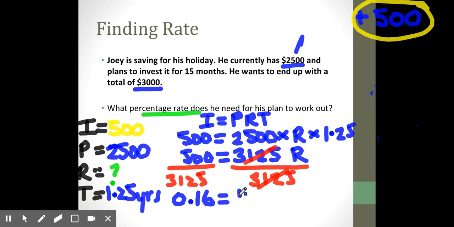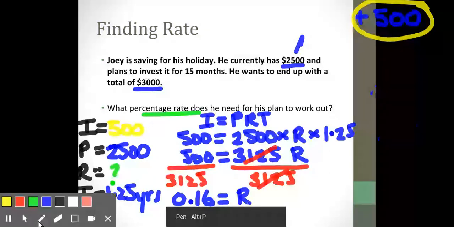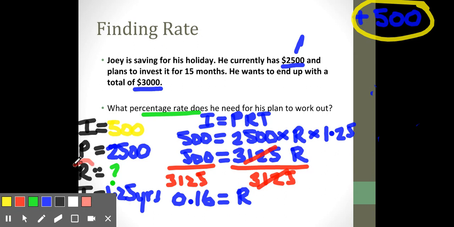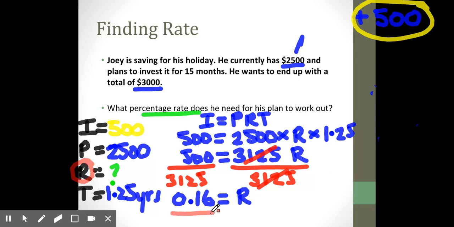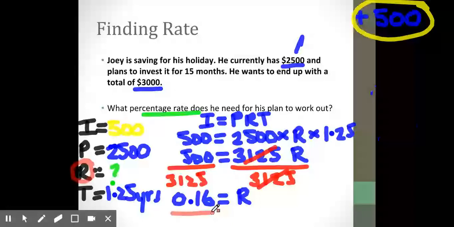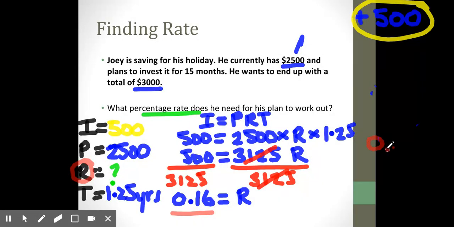0.16 equal to rate. Now, I know what you're thinking. You're thinking, oh gee, that's a really low interest rate, 0.16. But remember, in all of our questions, usually our rate is given to us as a percentage, and then we convert it to a decimal. So our answer here is our decimal, and we want to turn it back into a percentage. So what do we do to do that? We times it by 100, which gives us 16%.